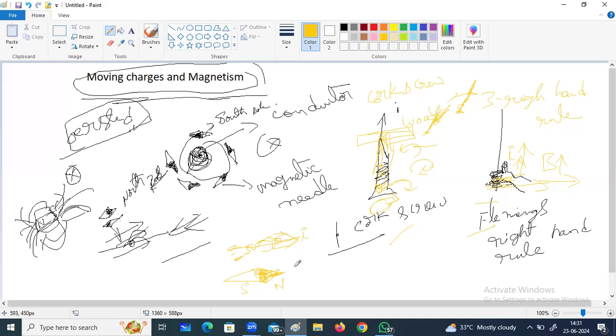So in which direction does it deflect? The north pole deflects towards the left hand side, and the south pole deflects in the opposite direction. The direction of deflection of the magnetic needle reverses when the direction of current reverses. If the swimmer moves in the opposite direction, the needle's poles will swap sides. So this is the introduction to moving charges and magnetism.